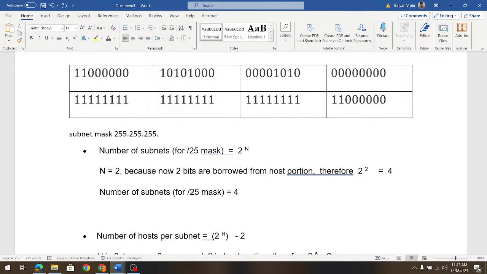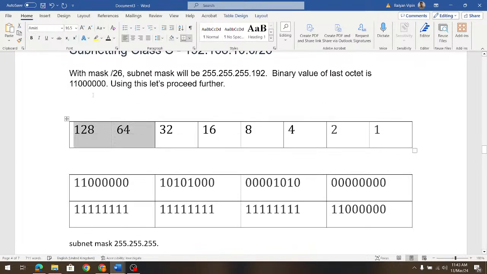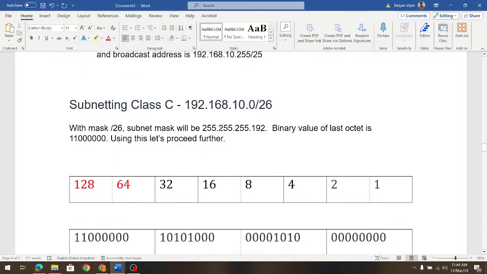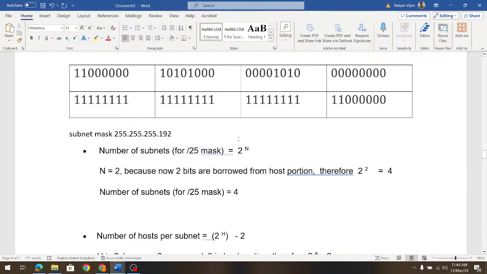255.255.255, and with the addition of these two numbers it turns out to be 192, as mentioned above. N equals 2, so we borrowed 2 bits from the host portion. Class C, if you remember, has 24 bits for network and the last 8 bits for host. So the number of subnets is 4.